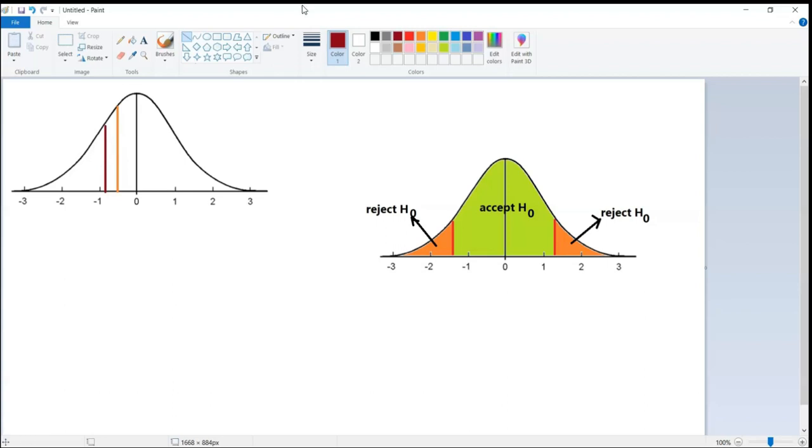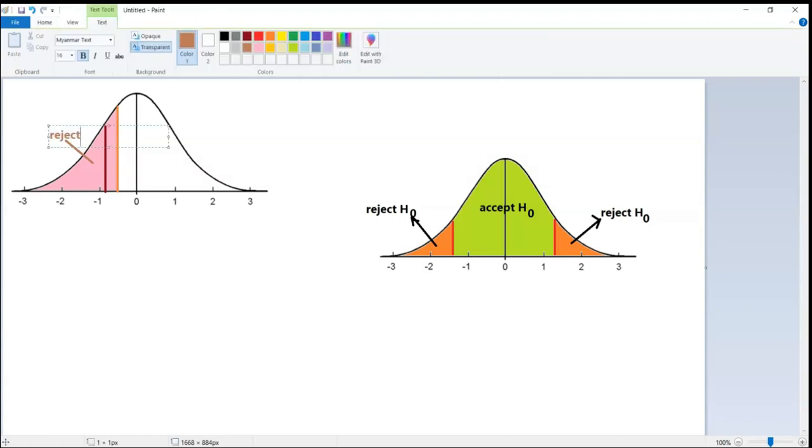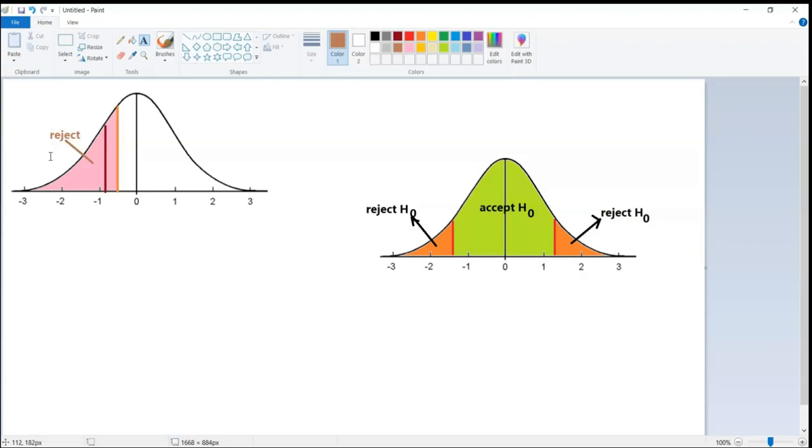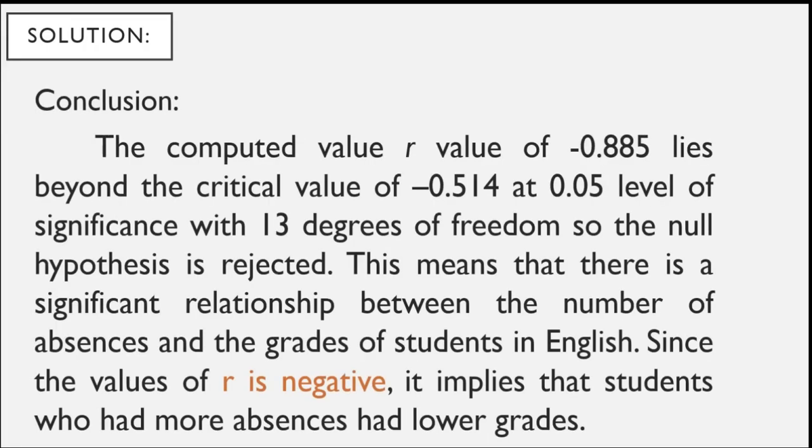So as we can see in our curve, our value of r lies beyond our critical value, which is negative 0.514. Hence, we can say that we should reject our null hypothesis since our value of r lies beyond the critical value. Now for our conclusion and interpretation, we can say the computed r value of negative 0.885 lies beyond the critical value of negative 0.514 at 0.05 level of significance with 13 degrees of freedom. So the null hypothesis is rejected.